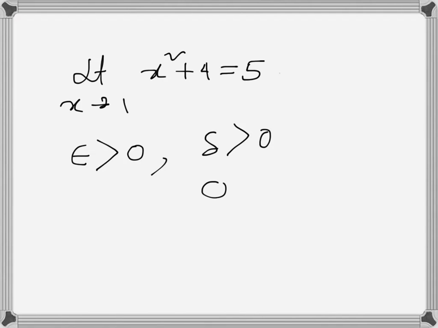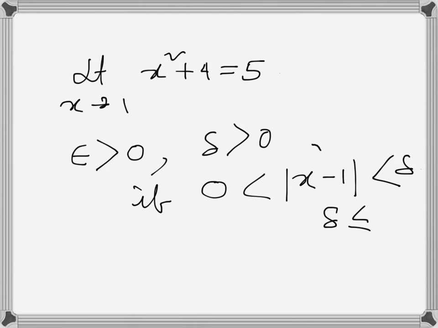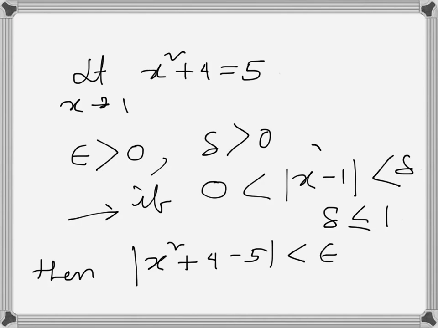And then delta is defined as the difference between x and 1, because x is approaching 1, not quite 1. So the magnitude of the difference between x and 1 is greater than 0 but less than delta, and delta is also less than or equal to 1. And if we do that, then starting with this one, if we can show that x square plus 1 minus 5 is less than epsilon, and if we can relate delta with epsilon, then our proof is done.